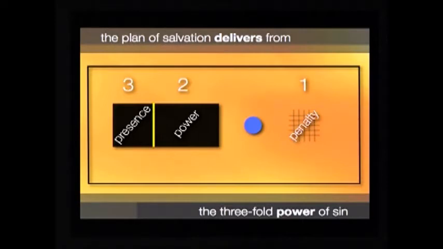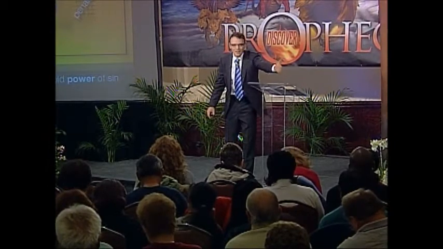When Jesus Christ died on the cross, that was the equivalent of dying in the courtyard. He was the Lamb that was slain in the courtyard. In the where? In the courtyard. And when Jesus Christ died on the cross, He delivers us from the penalty of sin because He paid the penalty on the cross. Can you say amen? The wages of sin is death, and Jesus died our death so that we can live His life, okay?